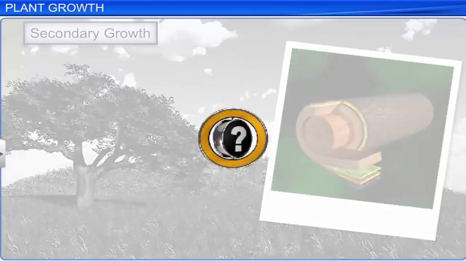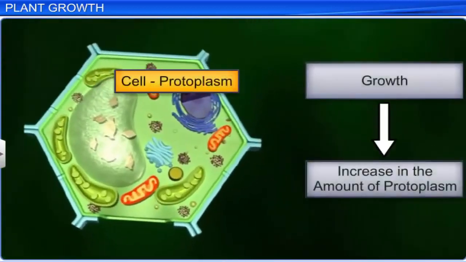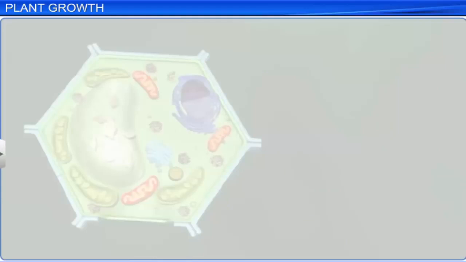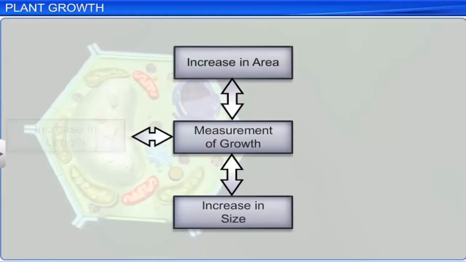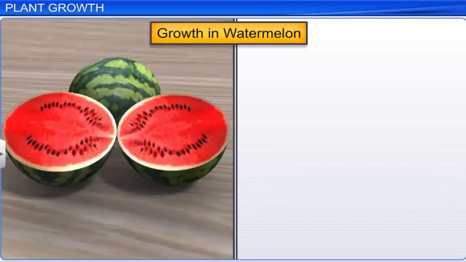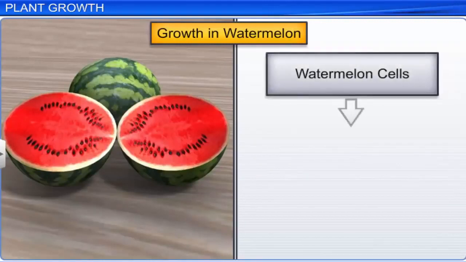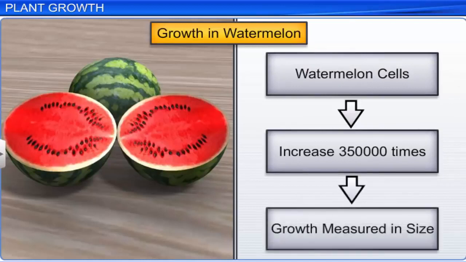Now, let's see if we can measure growth. At the cellular level, growth refers to an increase in the amount of protoplasm, which is difficult to measure. Hence, growth is measured by different parameters such as size, area, length, and number. For example, watermelon cells increase up to 350,000 times, and hence the growth here is measured in size.